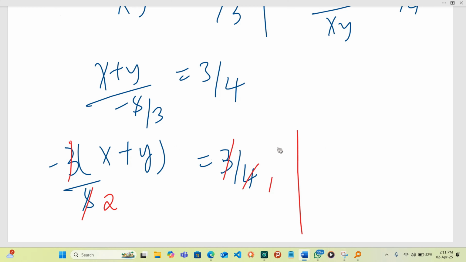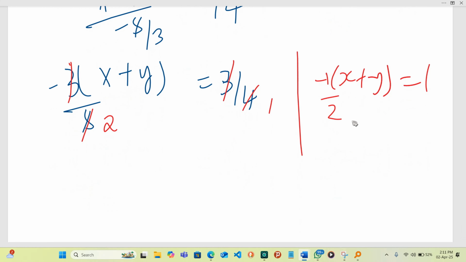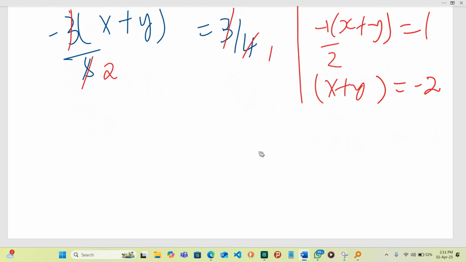Meaning if I cross multiply, I'll have negative 1 out of 2 into (x plus y). This is equal to 1. So when we cross multiply, this becomes x plus y equivalent to negative 2. So that is x plus y. We can call this equation C.